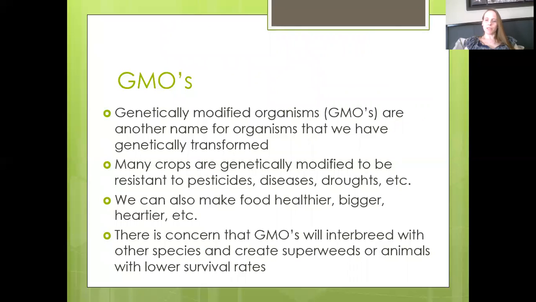There is some concern that GMOs will interbreed with naturally occurring species and create super weeds or animals that have lower survival rates. But it can also be good for the environment because if we can make genetically modified crops more common, it means that we don't have to use as much water. Because water is a limited resource here on Earth, fresh water particularly, that would be very beneficial.